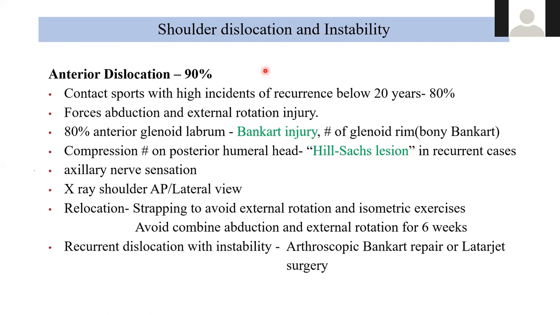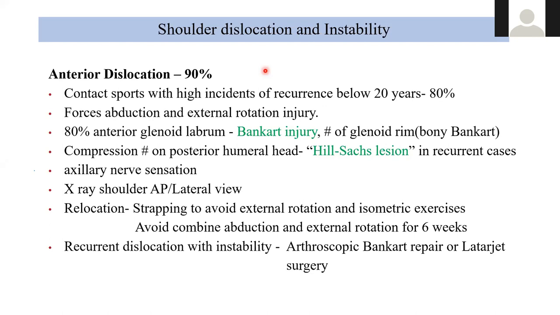The force is an abduction, external rotation injury, a force into the abducted and externally rotated arm. 80% of the time, these injuries are associated with a Bankart injury. Bankart injury, as I told earlier, is at the anteroinferior part of the glenoid labrum, where the inferior glenohumeral ligament attaches. At the time of the dislocation, when the humeral head moves out of the glenohumeral joint, it ruptures the inferior glenohumeral ligament as well as part of the glenoid labrum, which is causing the Bankart injury.